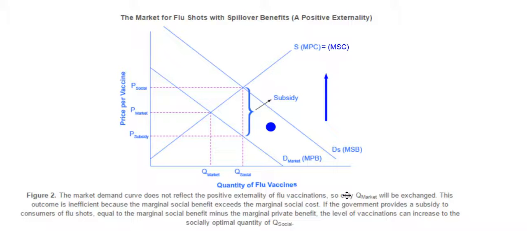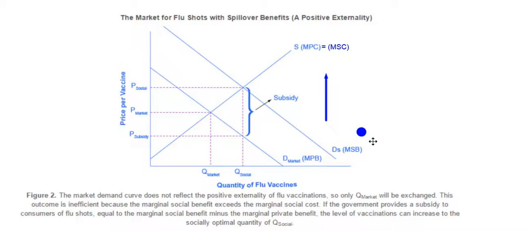So the way we want to think about this is our supply curve here is also our marginal private cost. And in this situation, marginal private cost equals marginal social cost. Now, if you remember, if there's a negative externality, then marginal social cost is actually higher than marginal private cost, but in this case, they're equal. What is not equal is that marginal social benefit is higher than marginal private benefit in the market.